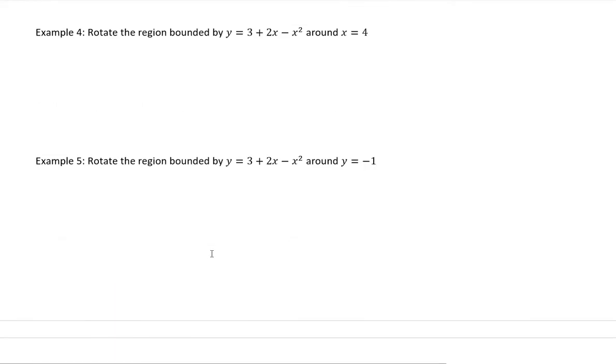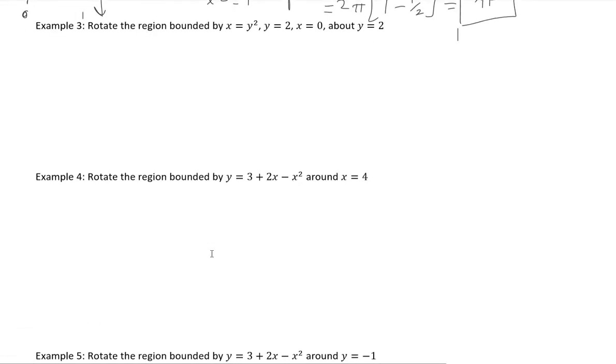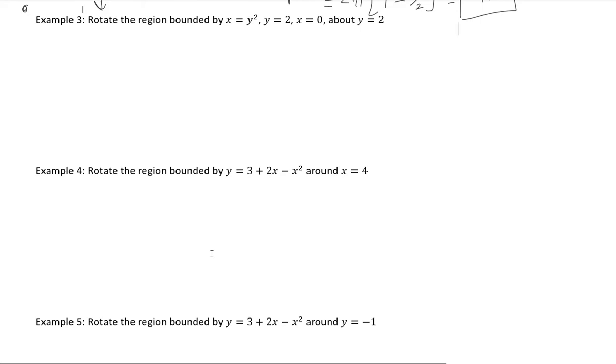We have a few more to do before we can call this section done. Number 3, rotate the region bounded by x equals y squared, y equals 2, x equals 0, about y equals 2. All right, well, x equals y squared, that's a parabola starting at x going up the x-axis. Y equals 2, x equals 0, about y equals 2, so that means we're in the first quadrant and we're rotating around a different axis.